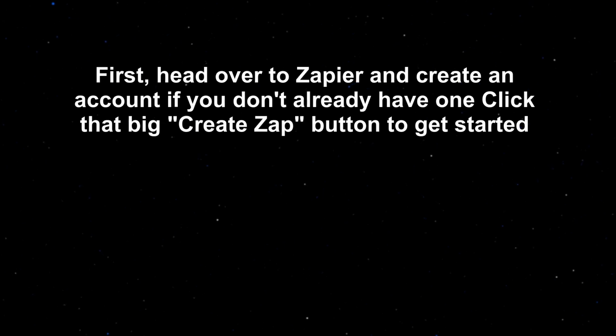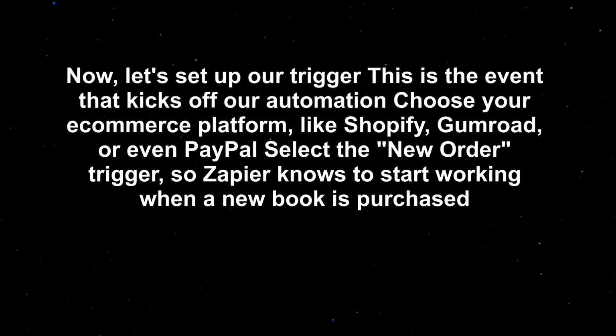First, head over to Zapier and create an account, if you don't already have one. Click that big Create Zap button to get started. Now, let's set up our trigger. This is the event that kicks off our automation. Choose your e-commerce platform, like Shopify, Gumroad, or even PayPal. Select the new order trigger, so Zapier knows to start working when a new book is purchased.